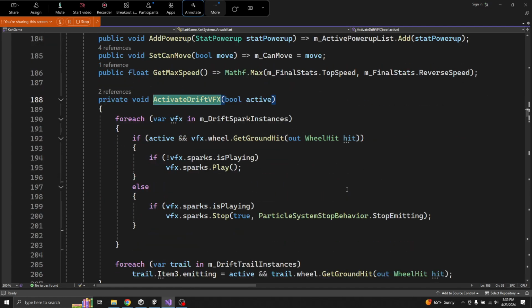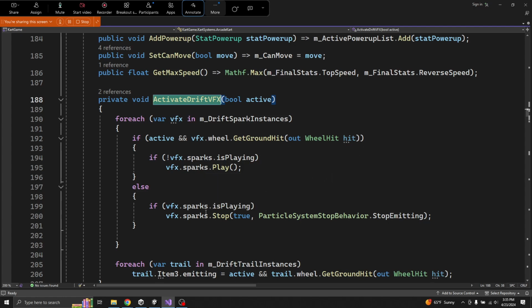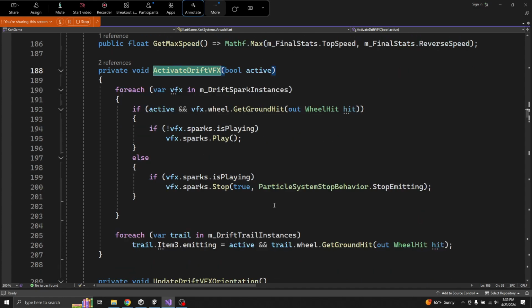So activate drift VFX, true or false. For each VFX in our instances, if it's active and the wheel that's associated with it is touching the ground, then we're going to play its VFX. Otherwise, if it's playing, stop it, like when the wheel is not touching the ground anymore.